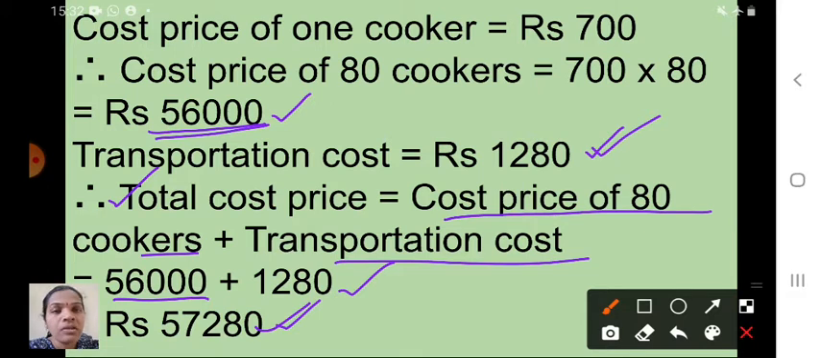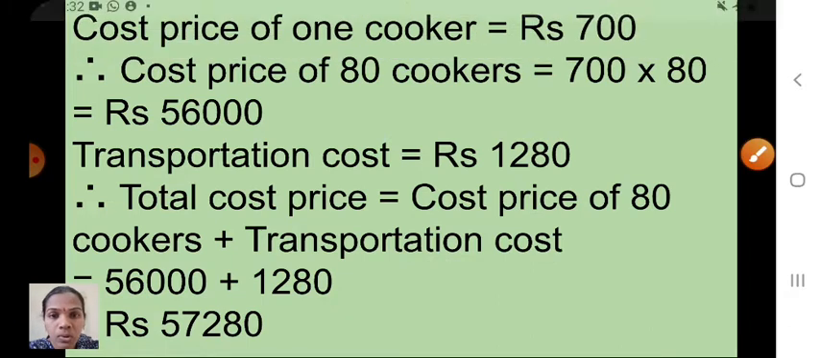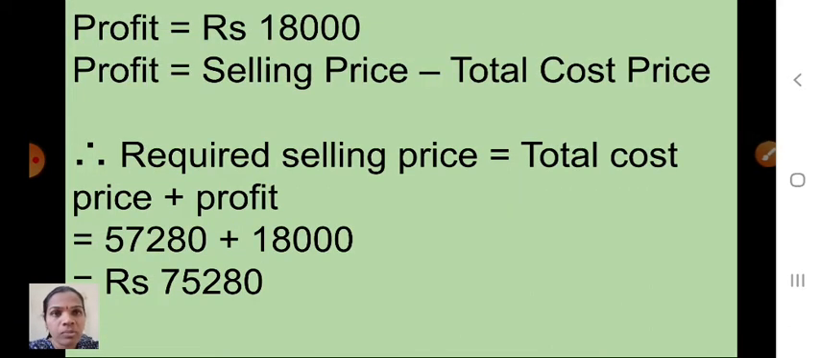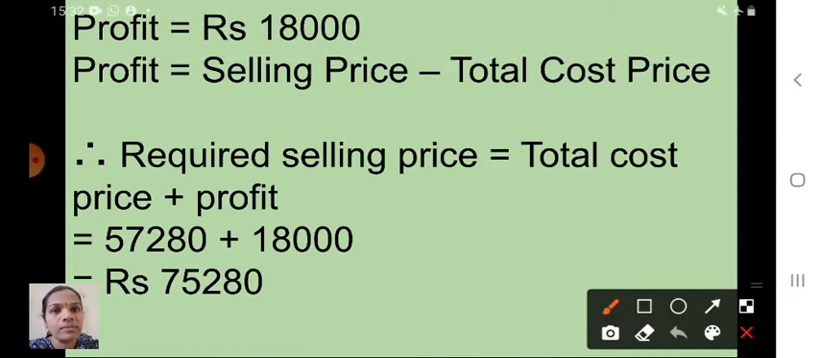57,280 rupees. So I hope you understood this slide. Yes, next one, see here, profit. She wants how much of amount that profit? Yes, 18,000 rupees. Okay, and here which one we have to find? We have to find selling price. Selling price we have to find.